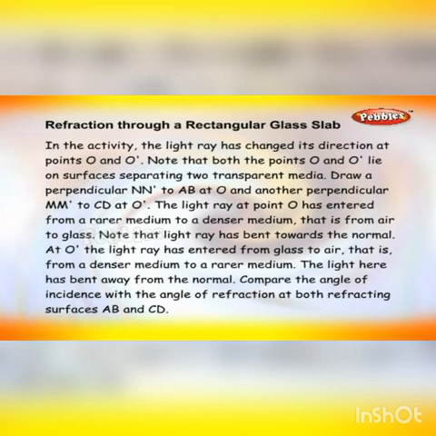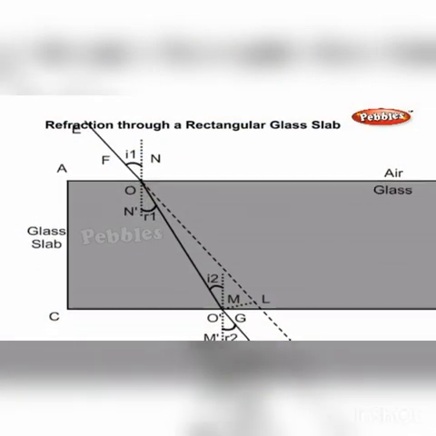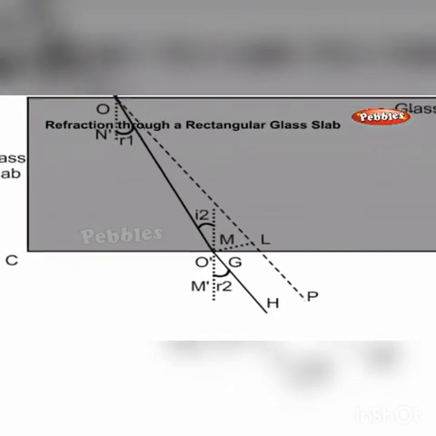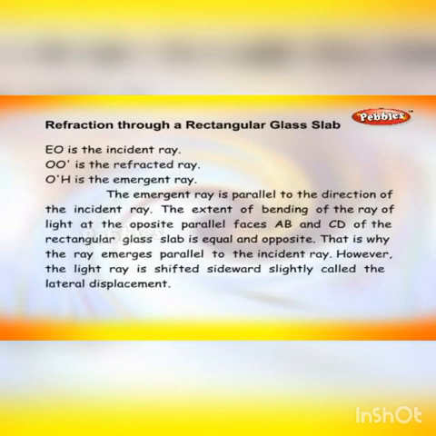Compare the angle of incidence with the angle of refraction at both refracting surfaces AB and CD. EO is the incident ray. OO dash is the refracted ray. O dash H is the emergent ray. The emergent ray is parallel to the direction of the incident ray.